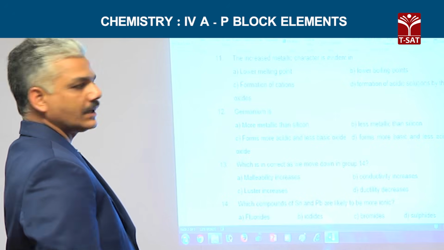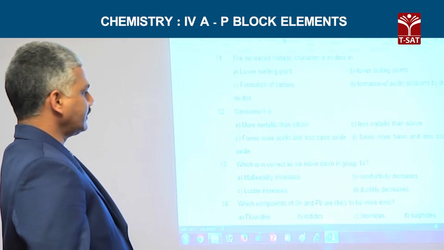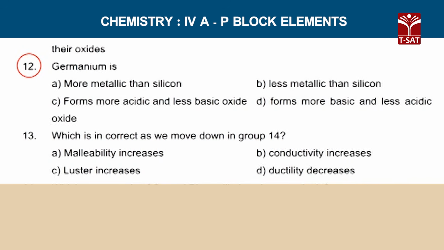11th question. The increased metallic character is evident in A. Lower melting point, B. Lower boiling point, C. formation of cations, D. formation of acidic solutions by their oxides. Correct option is C. Formation of cations. 12th question. Germanium is, given options are more metallic than silicon, less metallic than silicon, forms more acidic and less basic oxide, forms more basic and less acidic oxide. Correct option is D. Forms more basic and less acidic oxide.